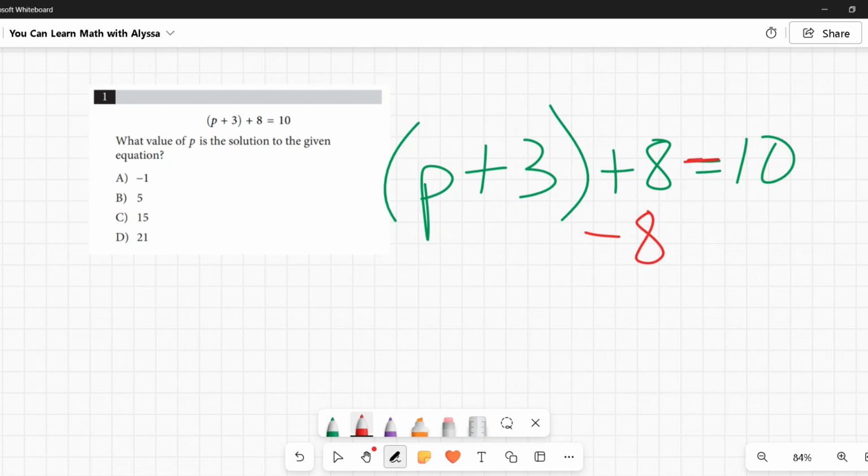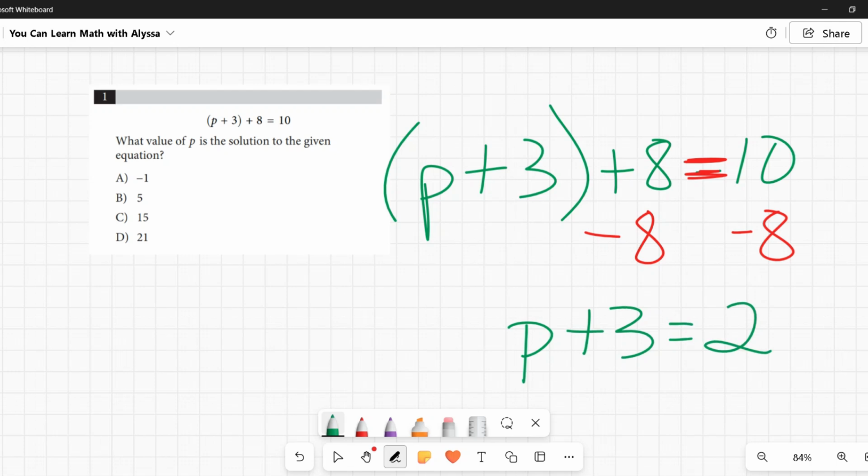Now, because this is an equation, there is an equal. Anything I do on the left, I have to do on the right too to keep it equal and balanced. So subtracting 8, plus 8 minus 8 on the left, that 8 just disappears and I have that p plus 3 remaining. And on the right, I have 10 minus 8, which is 2.